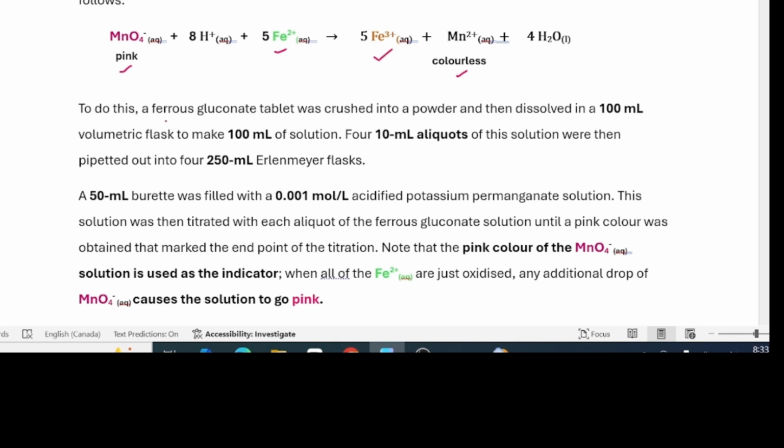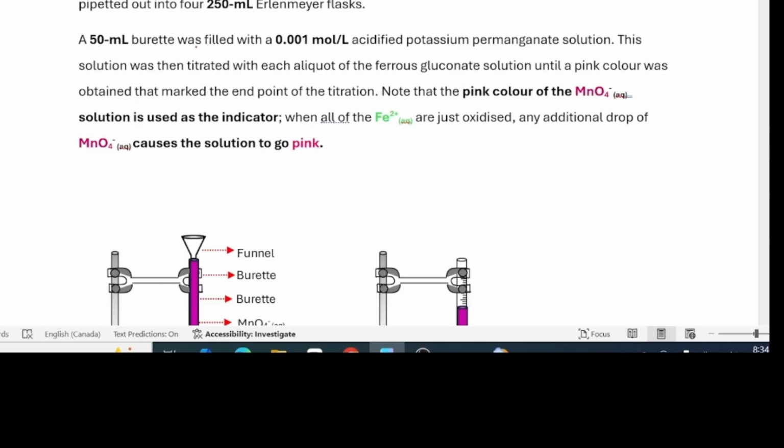To do this, a ferrous gluconate tablet was crushed into a powder and then dissolved in a 100 milliliter volumetric flask to make 100 milliliters of solution. Four 10 milliliter aliquots of this solution were then pipetted out into four 250 milliliter Erlenmeyer flasks. A 50 milliliter burette was then filled with 0.001 mole per liter acidified potassium permanganate solution. This solution was then titrated with each aliquot of the ferrous gluconate solution until a pink color was obtained that marked the endpoint of the titration.